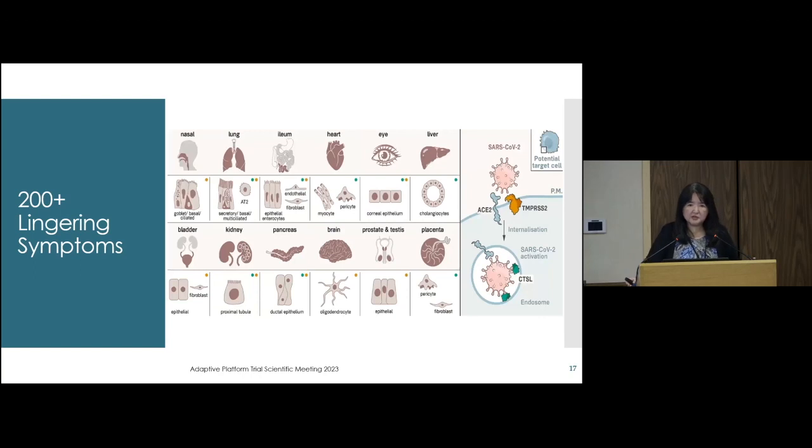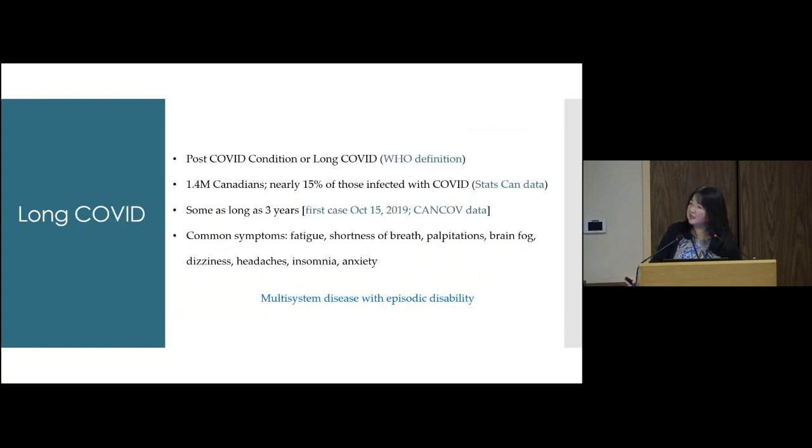So what do we know about COVID and lingering symptoms? Well, we know that the SARS-CoV-2 virus enters the cells through the ACE2 receptor, and that this ACE2 receptor is everywhere. It's very ubiquitous in our cells and our systems. And so it's not surprising that people are reporting 200 plus symptoms lingering after acute COVID. We call it long COVID. That's the colloquial term, but WHO calls it post-COVID condition.